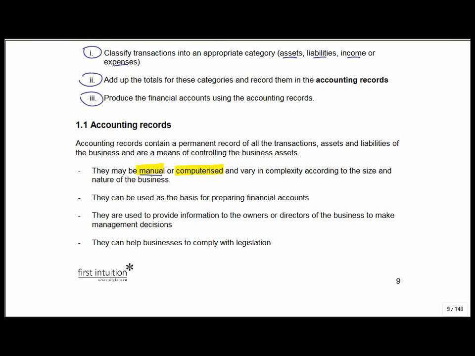Having recorded transactions in the accounting records, those accounting records are then used as the basis for preparing the financial accounts themselves. Not necessarily just financial accounts, but other management information can be provided to the owners or directors of the business so that they can make effective management and business decisions. Most accounting systems also help businesses comply with legislation, for example, preparing tax returns and so on.